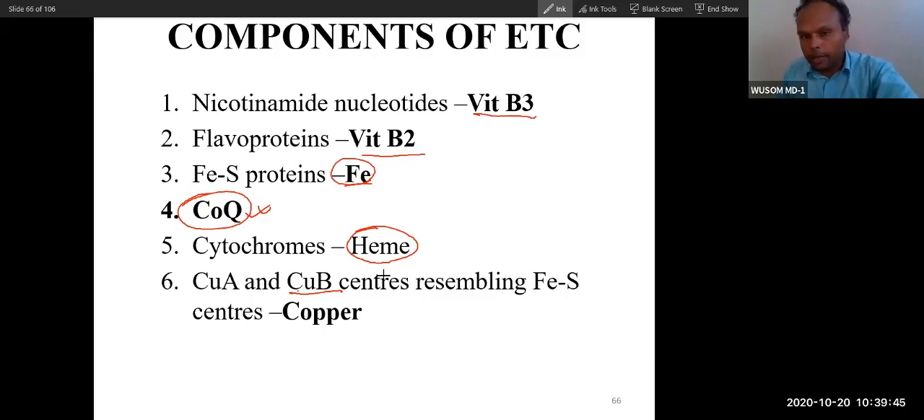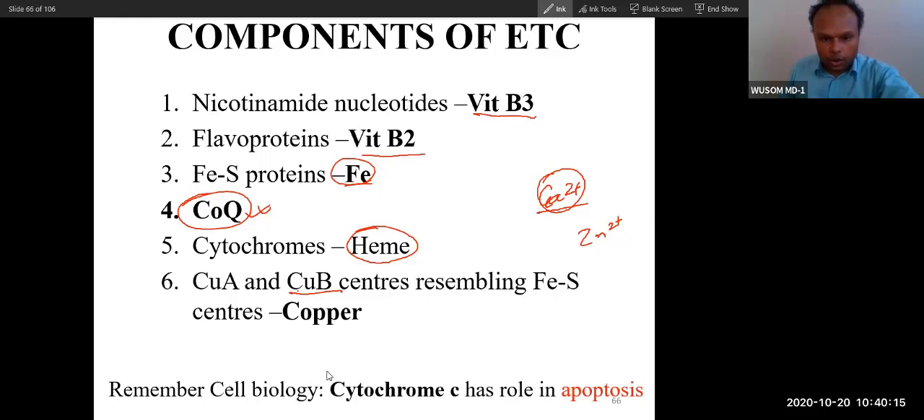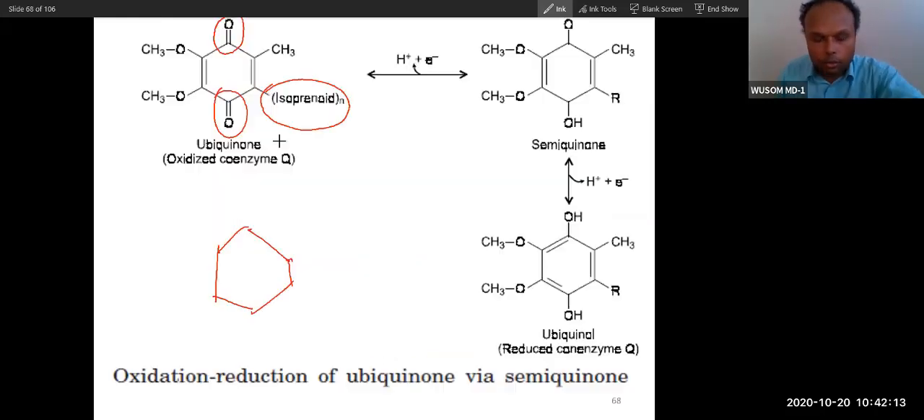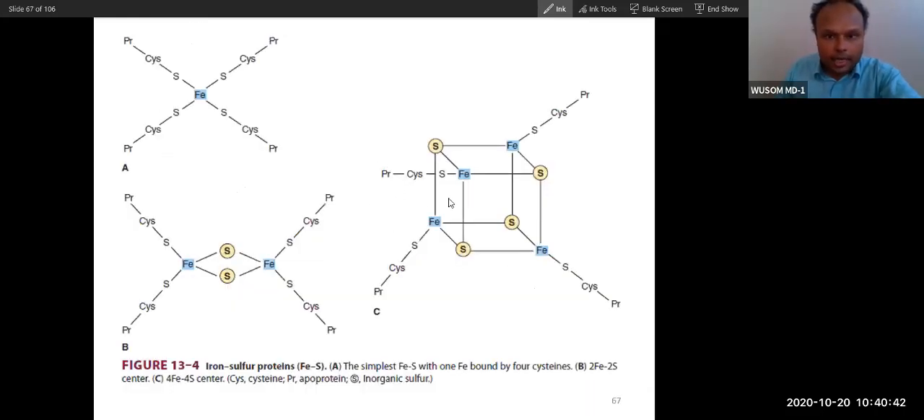Sometimes if there is an electron transport chain defect, you can understand which element will help the electron transport chain and which will not. For example, calcium will not help the electron transport chain directly. If there is a disorder of electron transport, calcium will not help. Zinc will not help. These elements form the wire of the electron transport chain. I have already told you about cytochrome c. Just remember, for timing, it is very important for apoptosis. Now you can see these are iron sulfur.